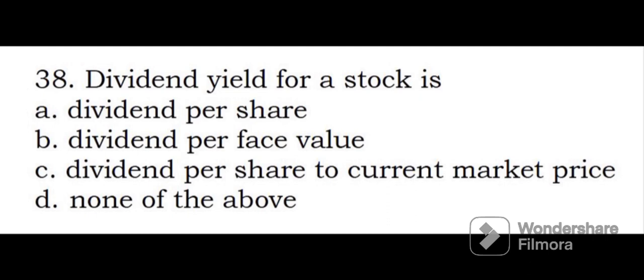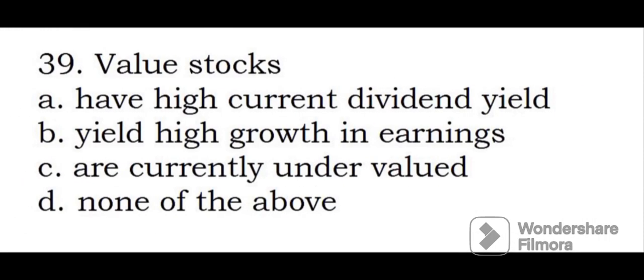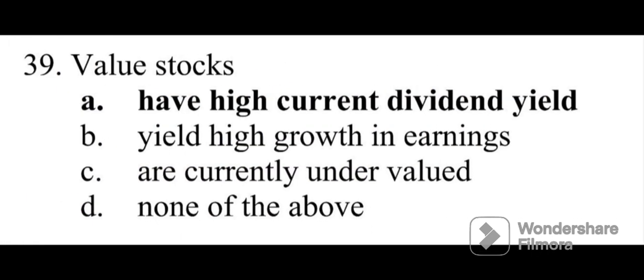Question 38. Dividend yield for a stock is: A. Dividend per share. B. Dividend per face value. C. Dividend per share to current market price. D. None of the above. So answer is C. Dividend per share to current market price. 39. Value stock. Option A. Have high current dividend yield. B. Yield high growth in earning. C. Are currently undervalued. And D. None of the above. The answer is A. High current dividend yield.